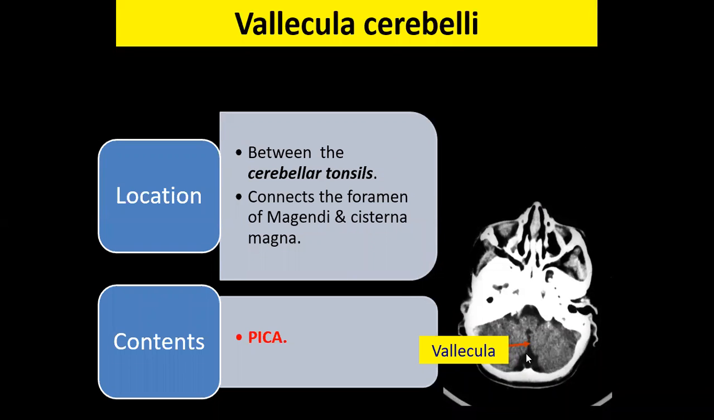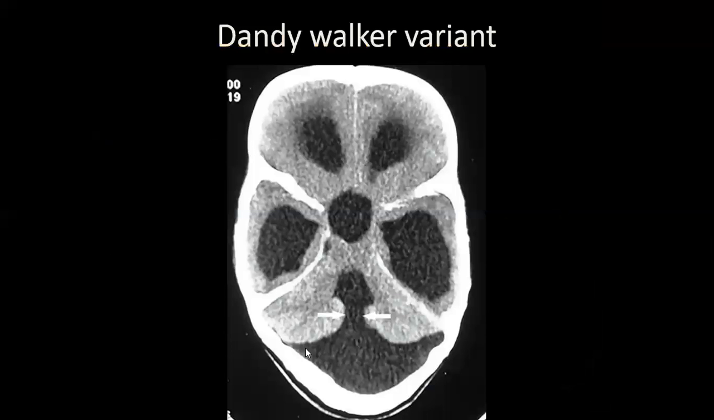Vallecula cerebelli is a CSF cistern between the cerebellar tonsils. It connects the cisterna magna and the fourth ventricle. Posteriorly is the cisterna magna, anteriorly the fourth ventricle, and the cerebellar tonsils on both sides. Sometimes the vallecula cerebelli is dilated in Dandy-Walker malformation.